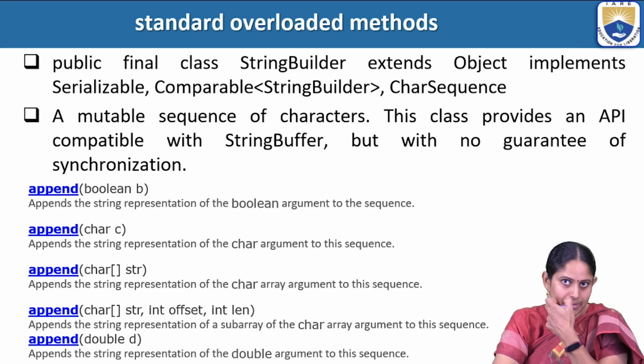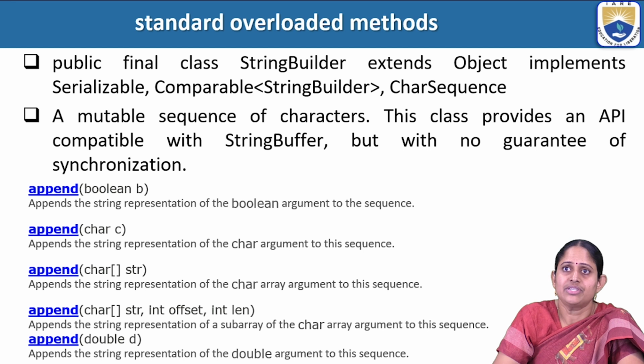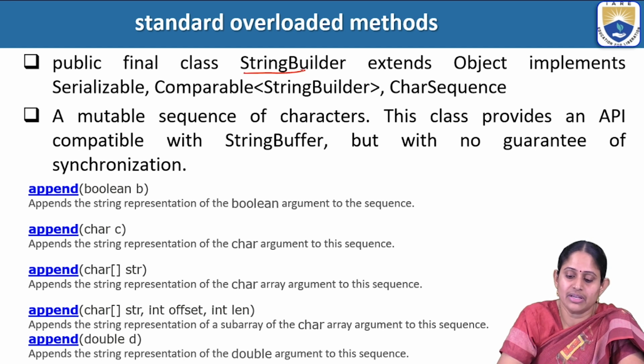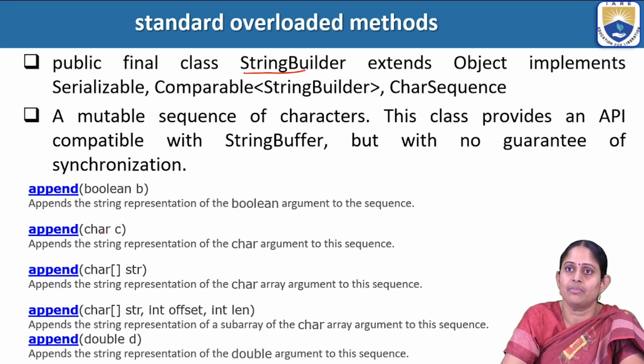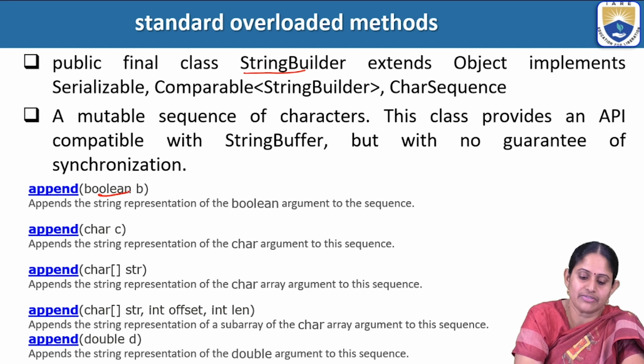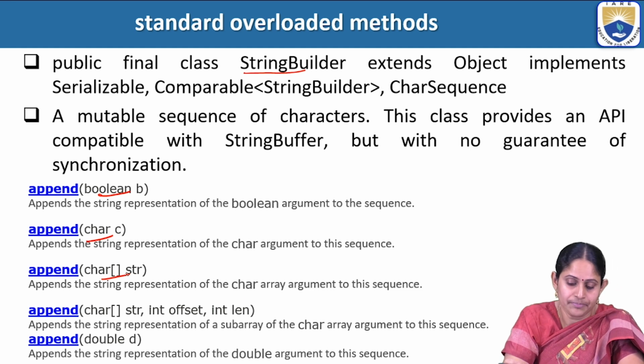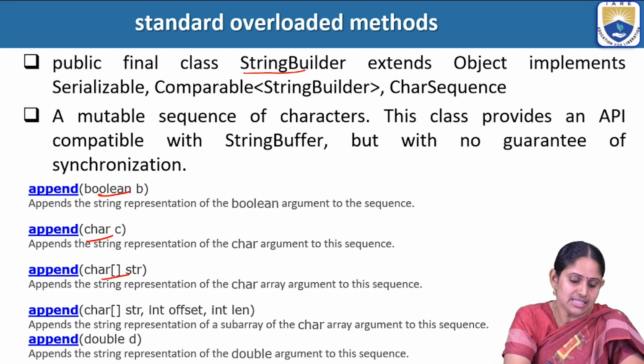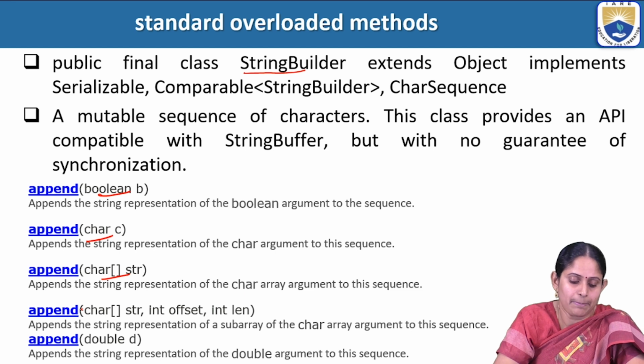Similarly, we have the append method, which is inside the StringBuilder class. The append method will append the string representation of the Boolean argument to this. In the first case, it will append the Boolean argument. In the second case, it is taking a character. In the third case, it is taking a character array. So likewise, these are the various overloaded versions of the append method, wherein the name is the same but the parameter passed to it is different.